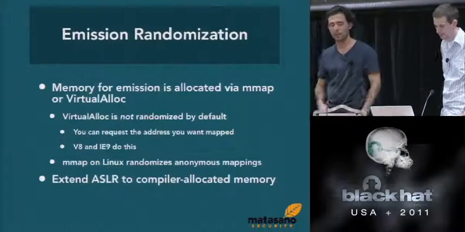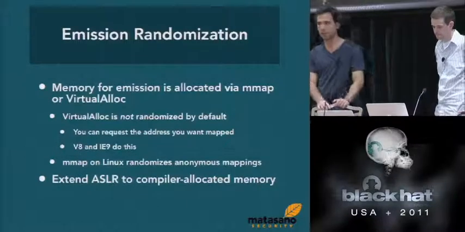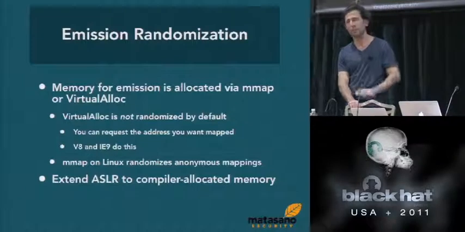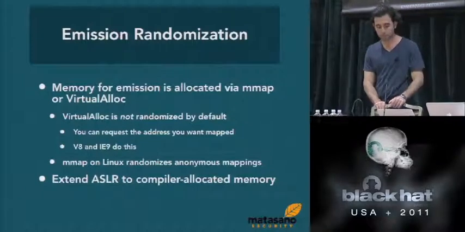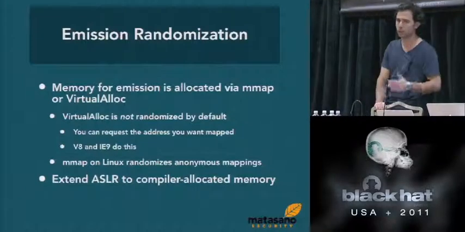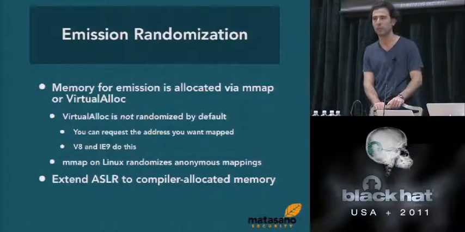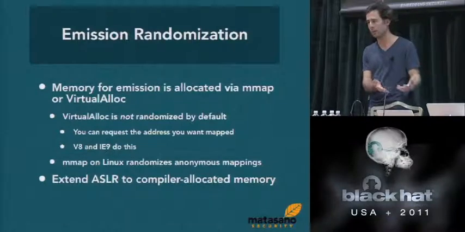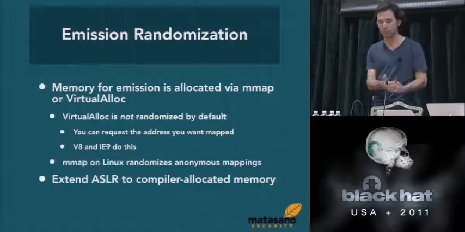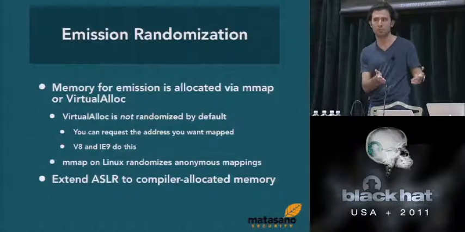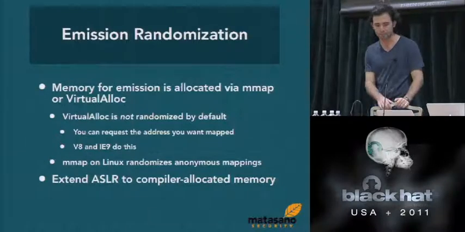So in terms of randomization, on OS X and Linux, if you allocate memory with mmap, that's going to be randomized by default. On Windows, it's not, but you can ask for a specific address to be allocated. So you can implement ASLR on your own, and this will bring you up to an operating system's level of randomization.